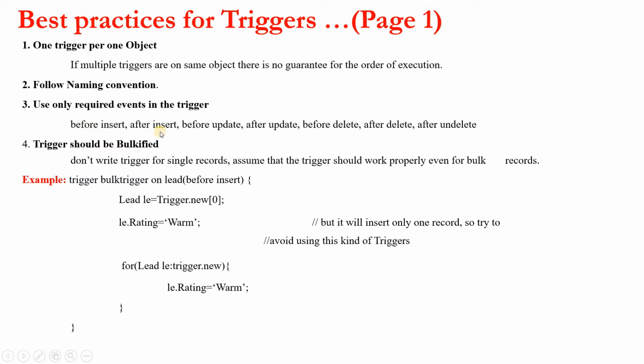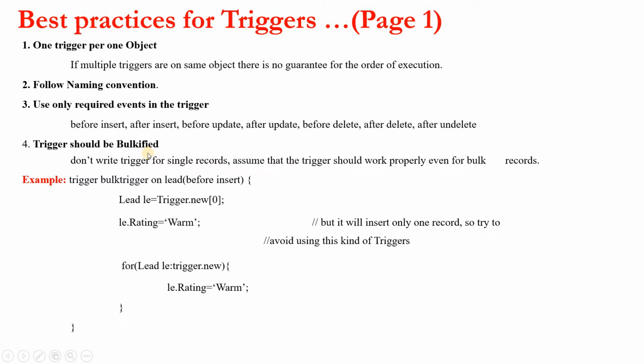As I said, use all the events in one trigger on the object, but if you incorporate all the events without needing them, that is of no use. That's why only the required events should be placed. We have different events: before insert, after insert, before update, after update, before delete, after delete, after undelete. There are seven events. If you really make use of them, you have to place them; otherwise, don't use them in the trigger.